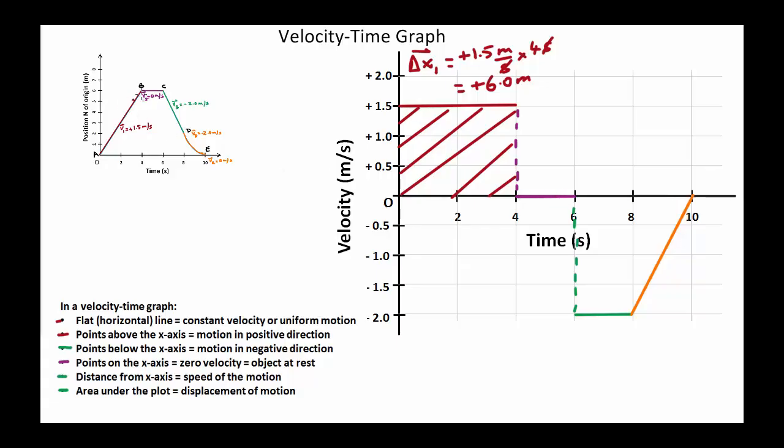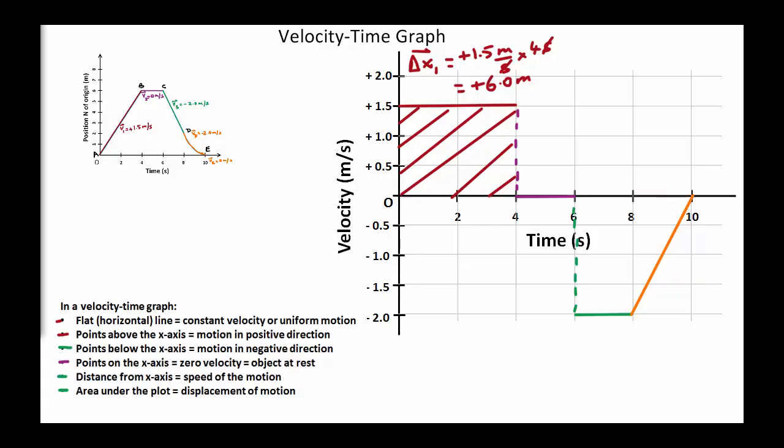For the second segment, there was no displacement. The object was at rest. And here, there is no area under the curve. The plot is on the x-axis. So that gives us an area of 0, which corresponds to the displacement during segment 2.